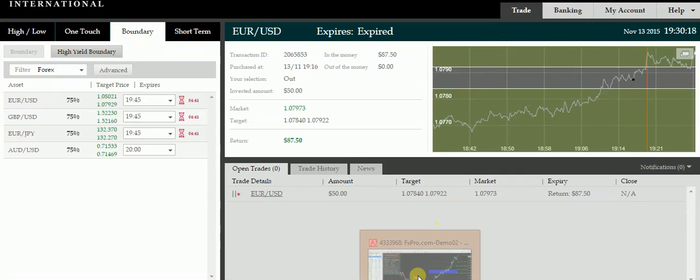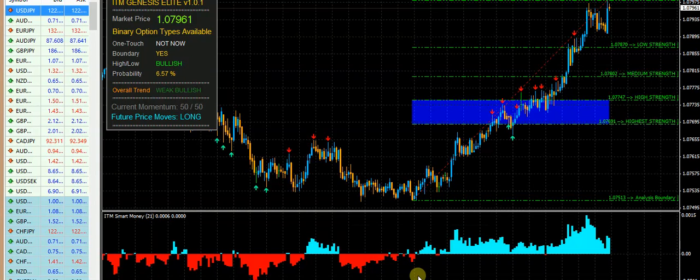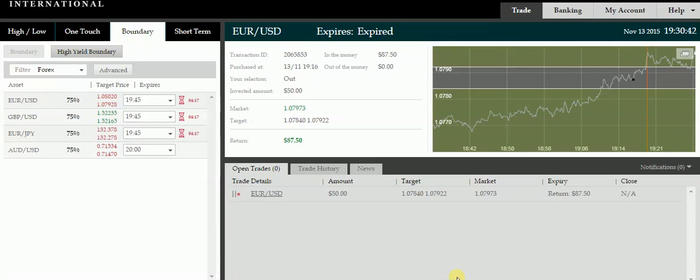So let's go back to our platform to see if we still have got another valid entry. So we do have another boundary option with 8.65 probability, but I do believe that we have a resistance level there, and that the price is going to stop there. So we should see the price retrace a little bit. So we'll just go over to the platform to prepare the trade.